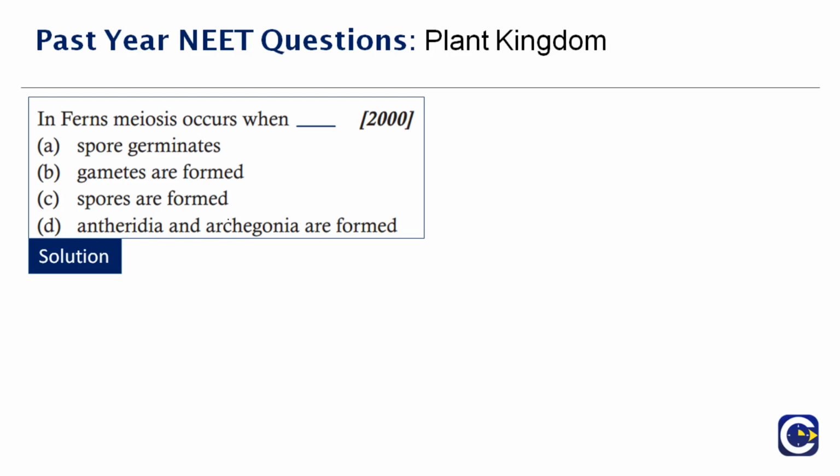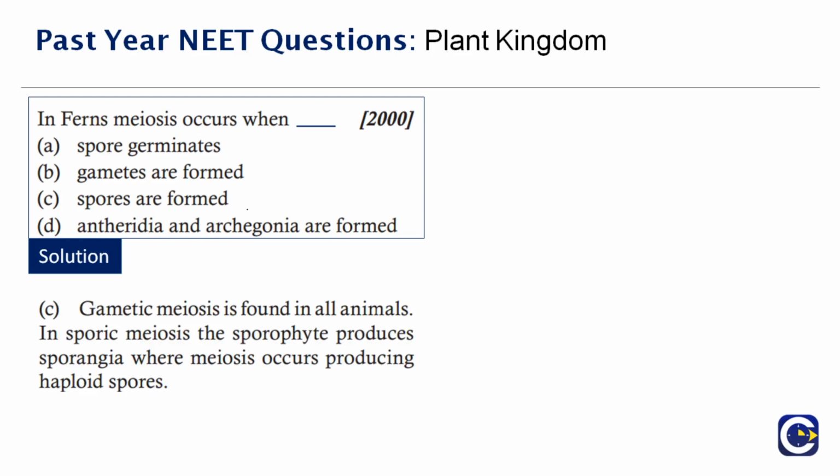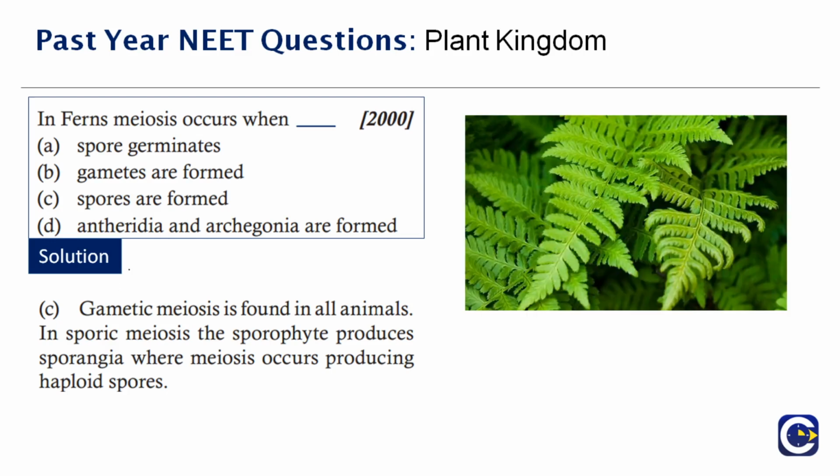See, the life cycle of the fern is differentiated from other plants as both the gametophyte and sporophyte phases are actually free living. Spores are small reproductive structures that are released from the sporangium. So what could be the answer here? I almost gave a clue. Gametic meiosis is found in all animals. In sporic meiosis, the sporophyte produces the sporangia. So here the correct answer to this question is option C, spores are formed.